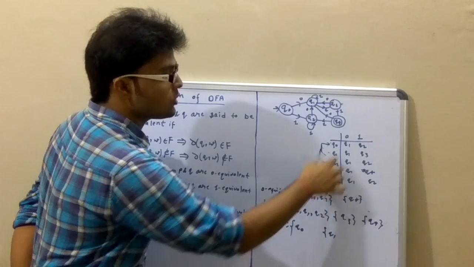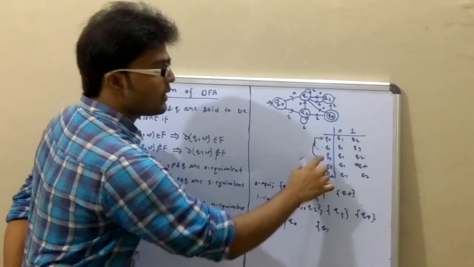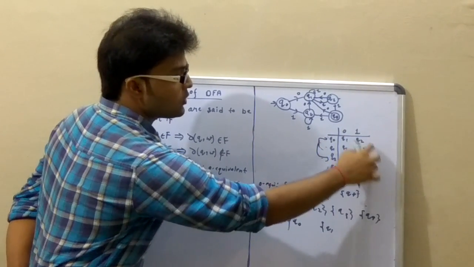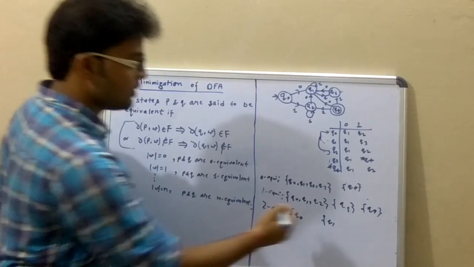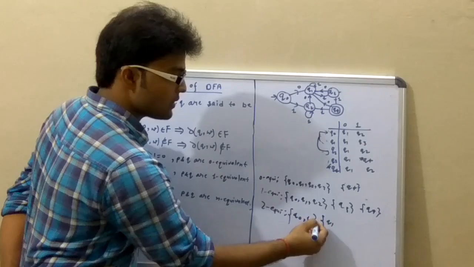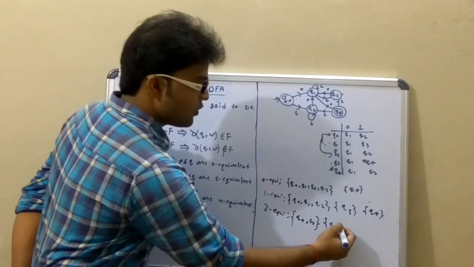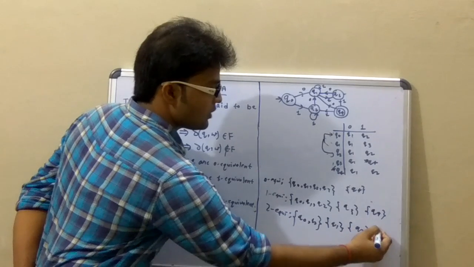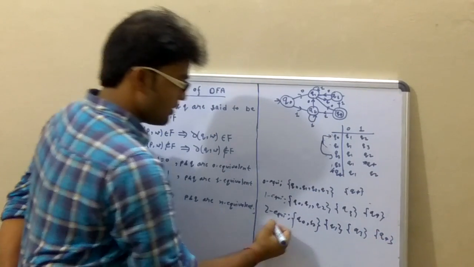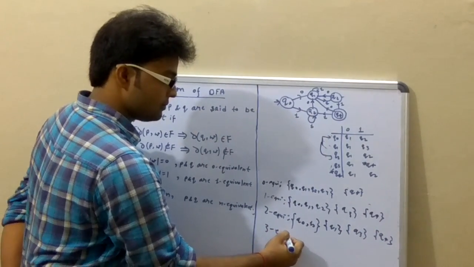Q0 and Q2 both on input symbol 0 go to Q1, and on input symbol 1 both go to Q2. Since both go to the same set, there will not be any problem. So Q0 and Q2 will be in the same set, Q1 will be in another set, and Q3 and Q4 in their own sets.